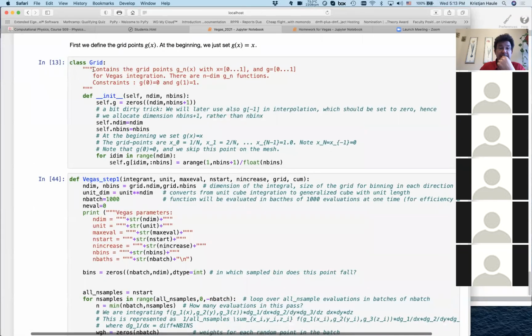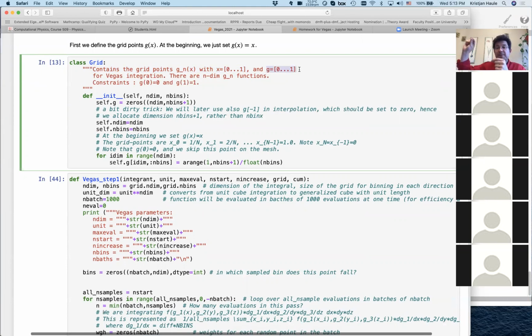So this is the grid. It contains these functions, Gn of X, and all these functions need to go from 0 to 1. That's the idea. When X goes from 0 to 1, the grid functions also need to go from 0 to 1, but of course they are not exactly G of X equals X. When we start iterating Vegas, they become non-trivial functions.